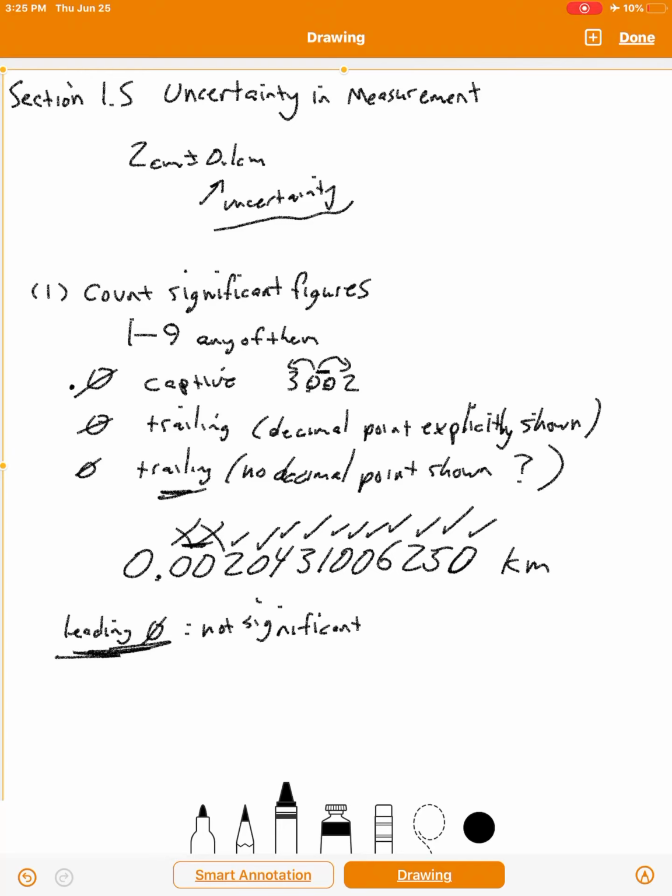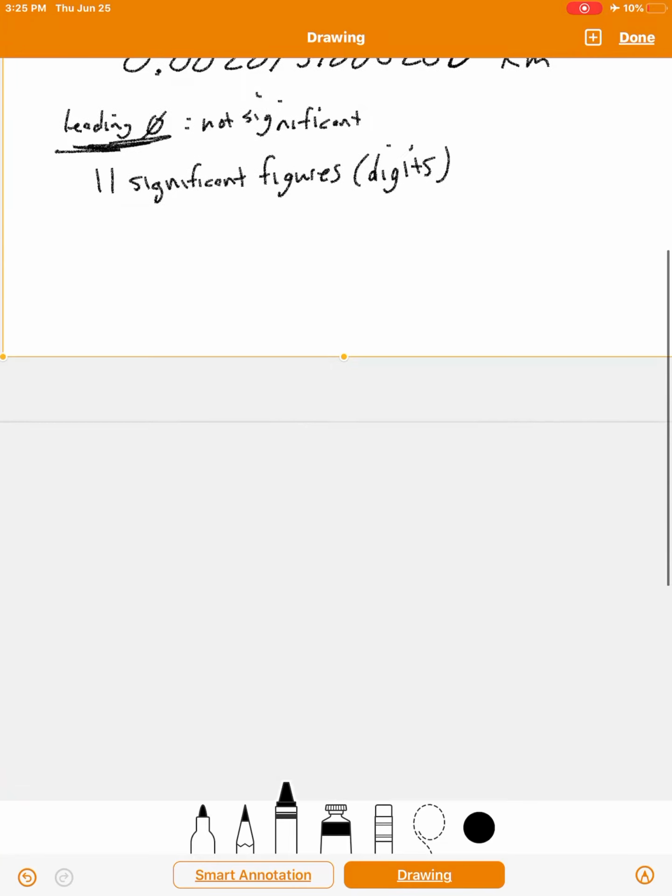So if you wanted to count the number of significant figures in this number, you would count the 2, the 0, the 4, all the way to the 0 at the end. So that would be 1, 2, 3, 4, 5, 6, 7, 8, 9, 10, 11. This one has 11 significant figures. Some people call them digits. 11 significant figures or 11 significant digits. So you might ask, who cares? We'll get to the issue of why we care in a moment.